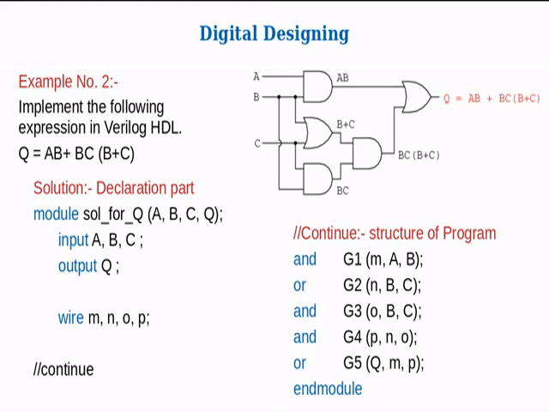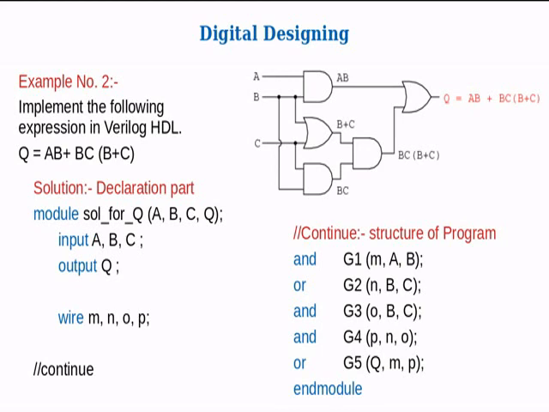So first of all, we need the module keyword and then the name of the module, which is solution for Q. You can put any name of your choice, and then we provide the list of inputs and outputs. So inputs are A, B and C, and output is Q. So here we describe the inputs as A, B and C, and the output is Q.